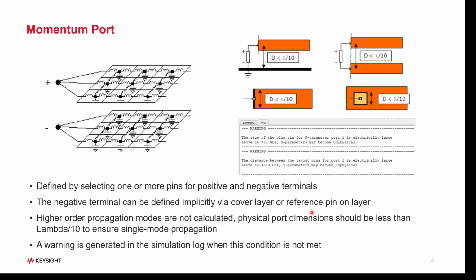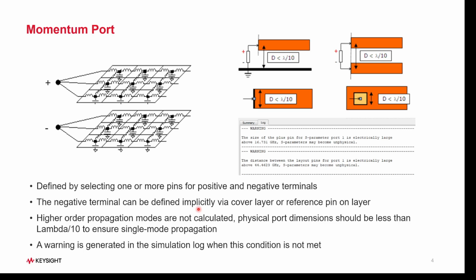As a brief aside, there are two different ways of using Momentum in ADS. One is through EM Setup, which is the traditional way. But a few years ago, we introduced a new interface to our EM simulators, called RF Pro, that introduces significant improvements versus EM Setup, and the ability to define what we call a reference pin on one of the layers is one of them. So it's one more option for doing an implicit definition of the negative terminals of ports.